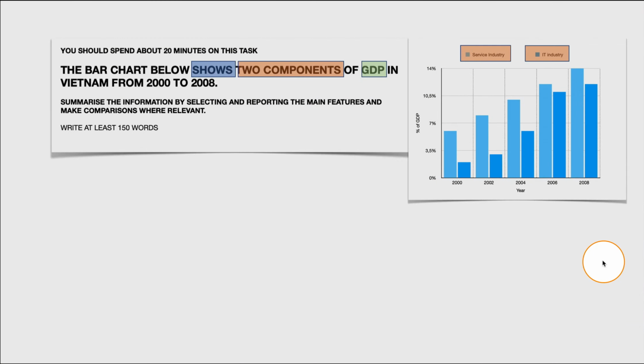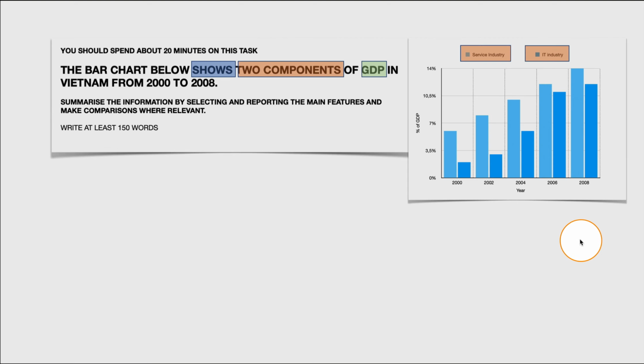Let's have a look at some examples. I'm going to go to the PowerPoint for this one. So let's look again at the bar chart question. Here we can see the description of the graphic and the graph itself. The bar chart below shows two components of GDP in Vietnam from 2000 to 2008.